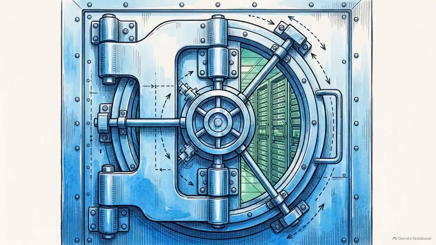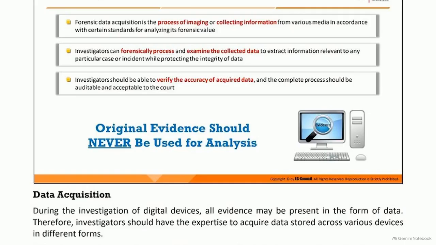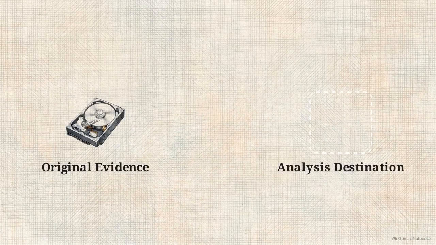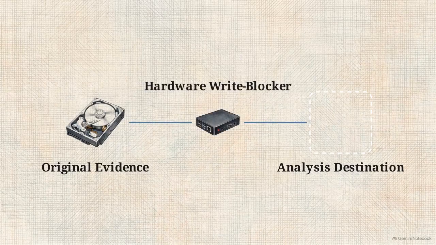Safely inside the validated lab, investigators begin the data acquisition step. This acquisition step operates on a single, strict rule, highlighted in this document. Original evidence should never be used for analysis. To examine the files, the investigator connects the suspect device to an analysis machine using a hardware write blocker. This tool physically blocks any data write attempts from the investigator's computer while allowing read operations to flow outward.